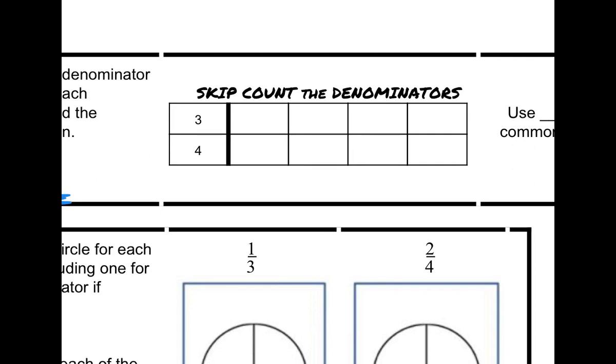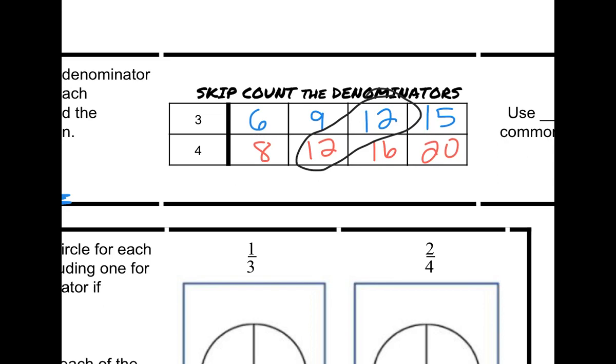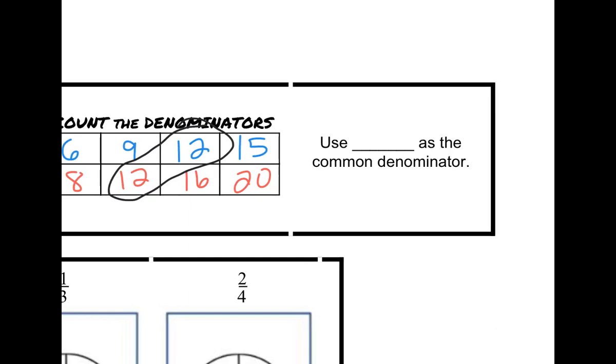3, 6, 9, 12, 15, 4, 8, 12, 16, and 20. And when I look at my table, the first time I have the same number is 12. So that's going to be the number I use as my common denominator.